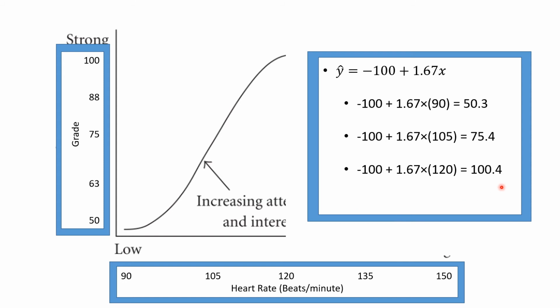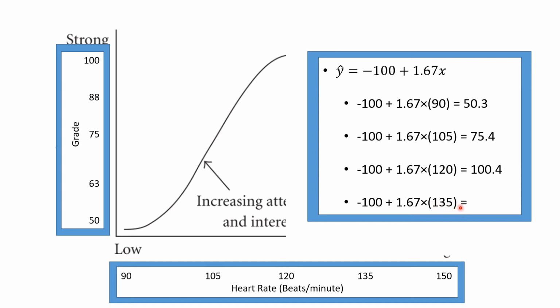So far, this regression equation that we have seems to fit perfectly with this line, and it seems to do exactly what we would expect it to do. But remember that I derived this regression just from students who had heart rates as low as 90 and as high as 120. What if we apply this regression equation to a student who had a heart rate of 135?